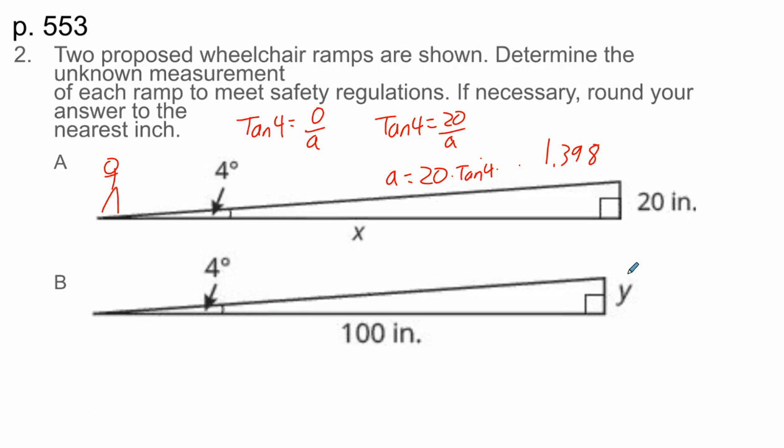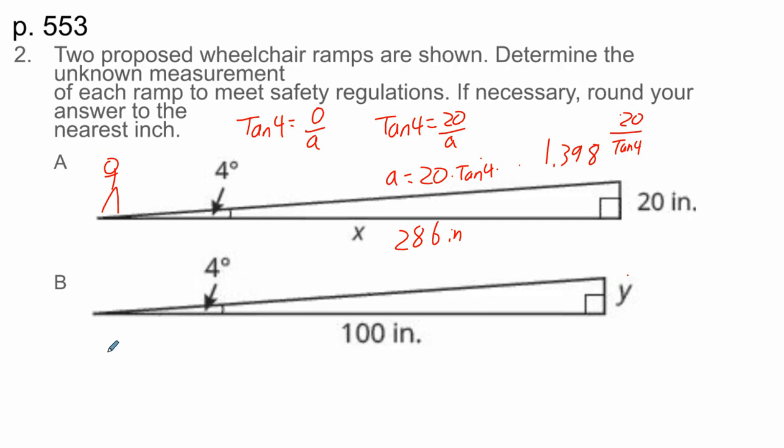And I realized that is wrong because I should have divided, and that didn't make any sense, because this side would have to be clearly longer than the 20. So I'm going to do 20 divided by the tangent of 4. Put that in my calculator, we should get a number that is much more reasonable. Okay, so I get 286 inches. That makes more sense.